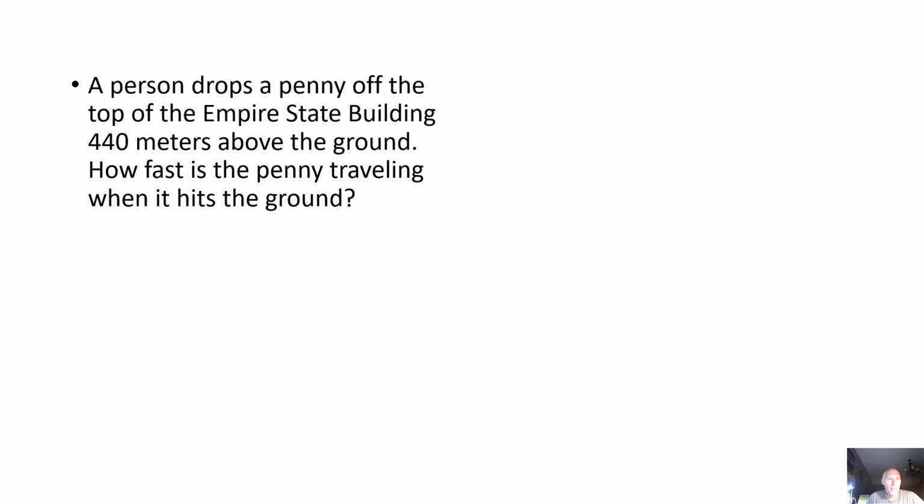It says a person drops a penny off the top of the Empire State Building, 440 meters above the ground. How fast is the penny traveling when it hits the ground? Now, after it hits the ground, its velocity is 0. They want to know the impact velocity that it has when it hits the ground.